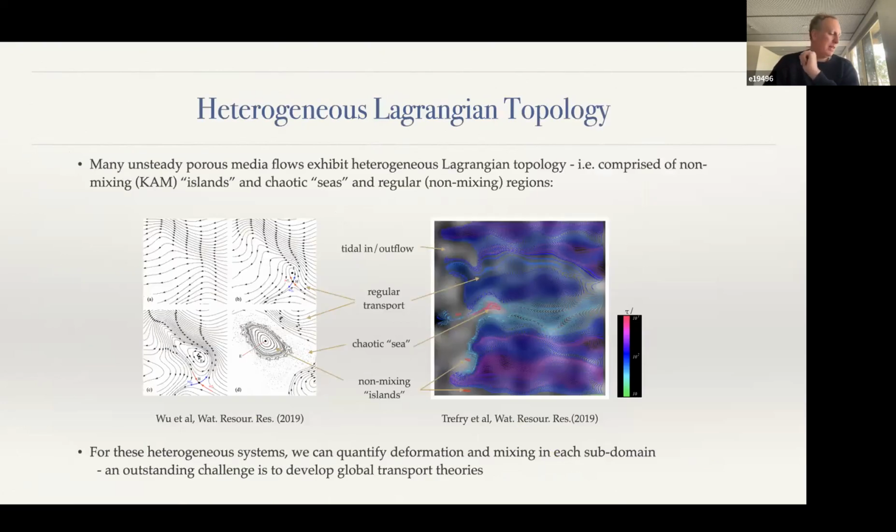Okay, one other matter that I haven't touched upon is we've really assumed through all of this that the mixing dynamics are homogeneous throughout the porous medium, but of course, as we saw earlier on, many unsteady porous media flows exhibit heterogeneous Lagrangian topology. So we have these isolated mixing regions, we have these chaotic seas, we have regular regions and so on. And essentially what we need to do is develop tools to characterize the mixing dynamics in each of those individually when this heterogeneous Lagrangian topology arises. An outstanding challenge is to develop global transport theories on the basis of that, but that's a next step down the track.